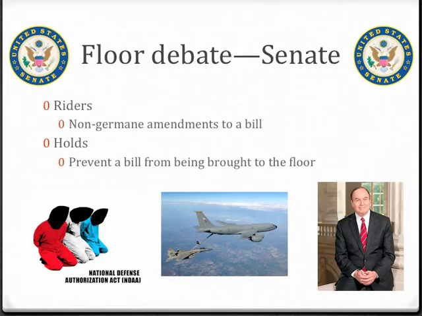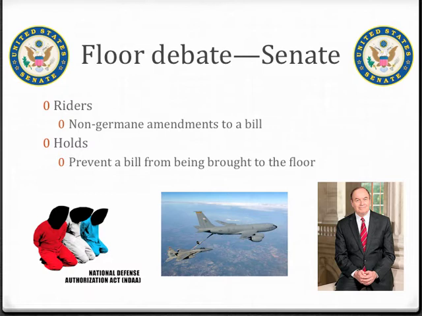In the Senate, the way it works is going to be a lot different. In the Senate, we have a couple of things that are allowed. Neither of these are allowed in the House, so this is Senate only. They're allowed to do riders and issue holds. A rider is a non-germane amendment to a bill. And as we just learned, the word germane means on topic or relevant. So if something is non-germane, it means it's off topic. It doesn't have anything to do with the bill.